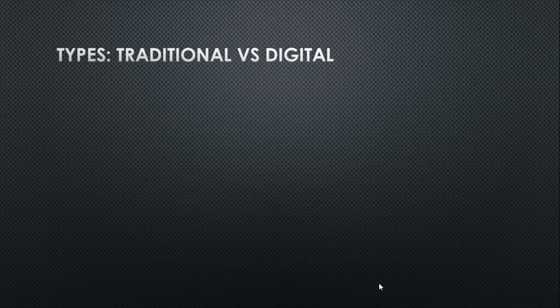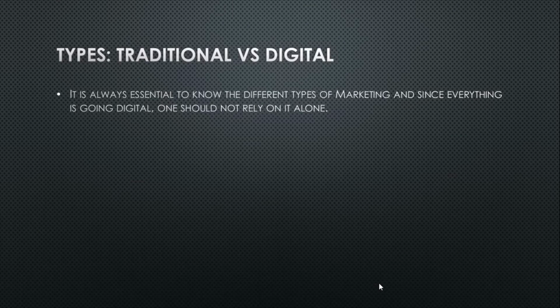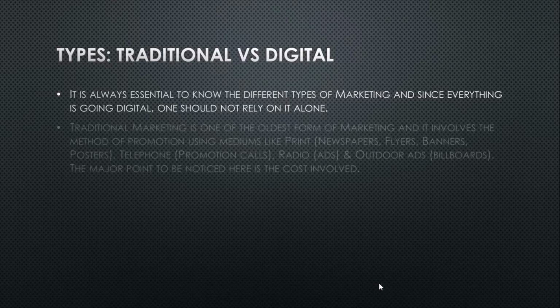So types. As you all know, before digital there was an old type of marketing which is called traditional marketing. So it is always essential to know the different types of marketing, and since everything is going digital, you should not rely on one part alone. Like you should not rely on digital alone. You should also get to know what is traditional marketing.